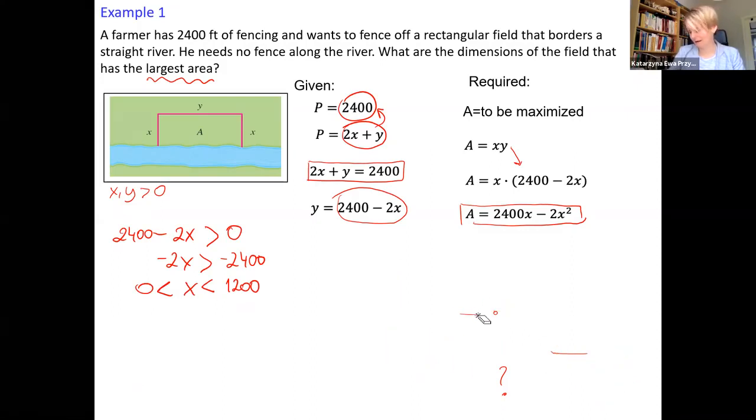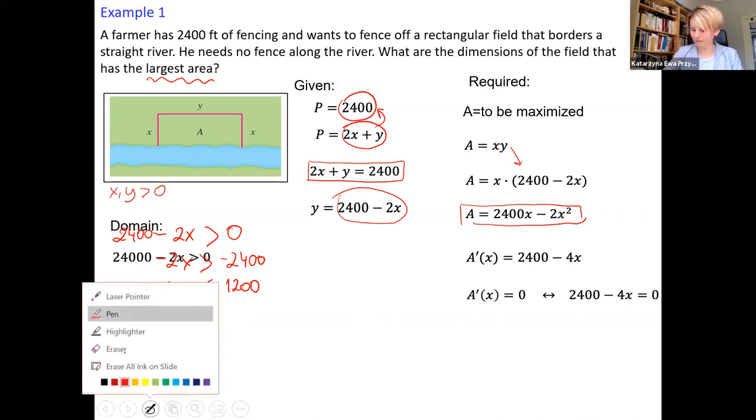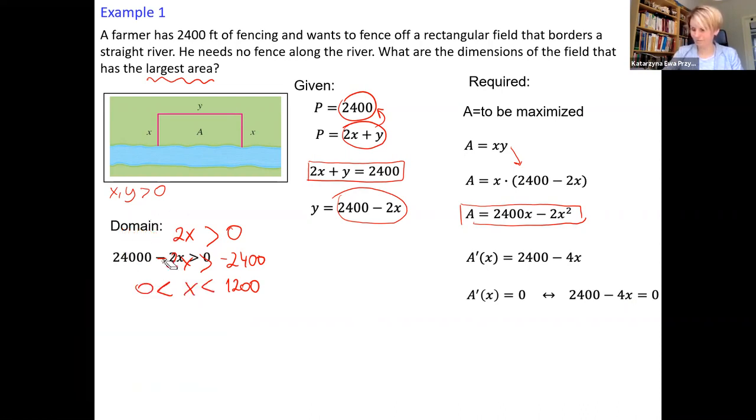Okay, let's find this absolute maximum. We need a derivative for the critical points. I did compute the derivative. Now the derivative is 0 if 2,400 minus 4x is 0. Let's solve it. Oh, now I have the domain.